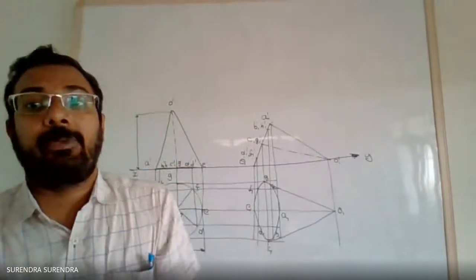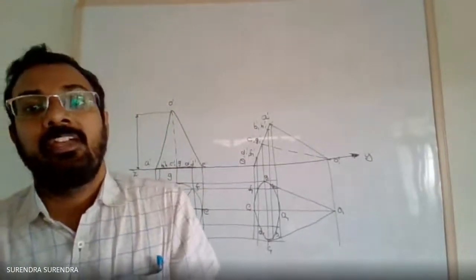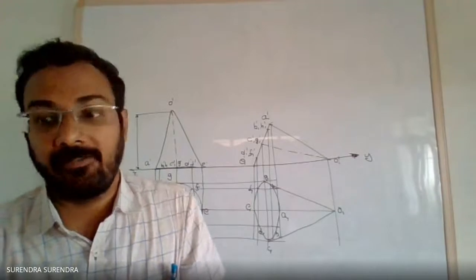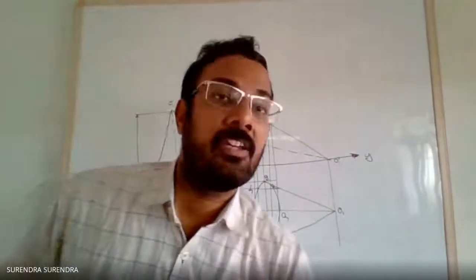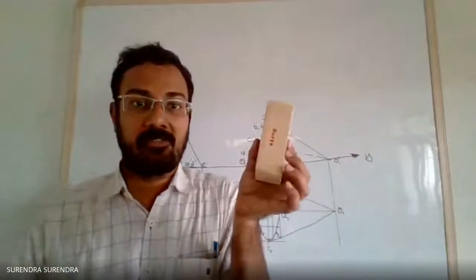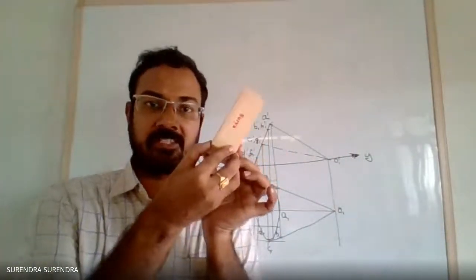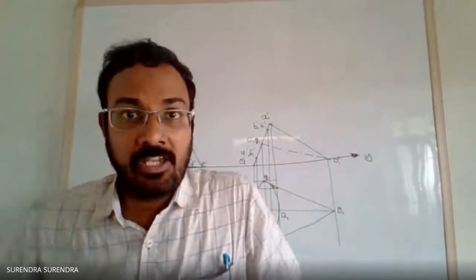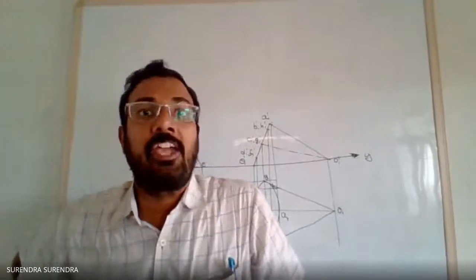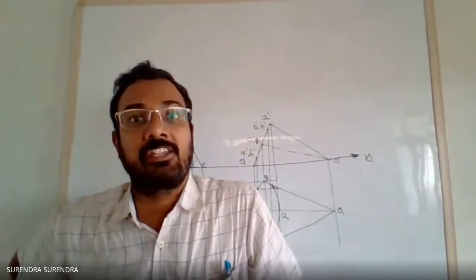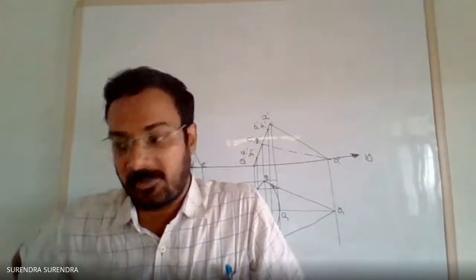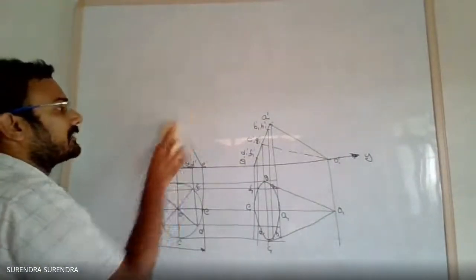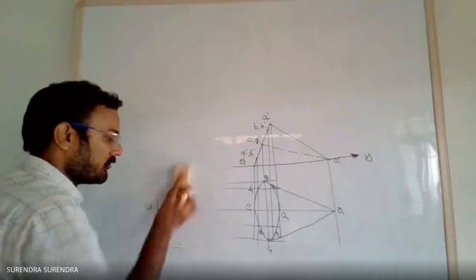A cylinder 50 mm base diameter and 80 mm long, having axis parallel to VP and inclined at 30 degrees to HP. So axis is inclined at 30 degrees to HP in this condition. Initial position when the axis is inclined to HP. So always observe the axis inclination. Here in this problem, the axis is inclined to HP. So initial condition, draw the initial condition with the axis perpendicular to HP. So in which you can see the true shape. When the axis is perpendicular to HP, in which we can see the true shape of the base.